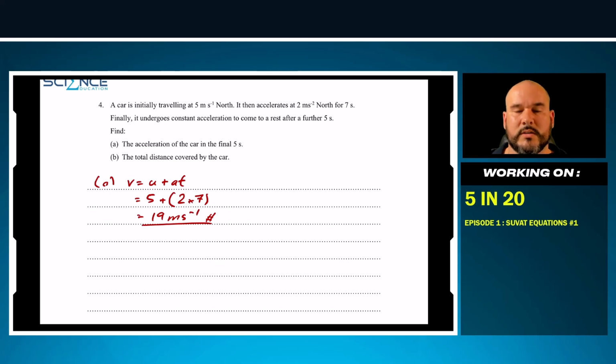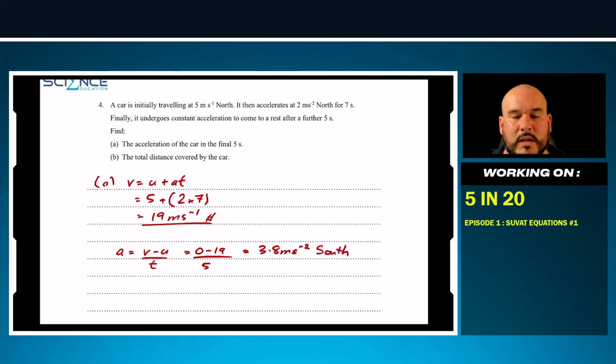If our u is 19, our v is 0 because it becomes stationary, and our t is 5. So it's just our acceleration equation again: 0 minus 19 over 5, which gives us negative 3.8, which means 3.8 m/s² to the south. Remember, north is positive, south is negative.